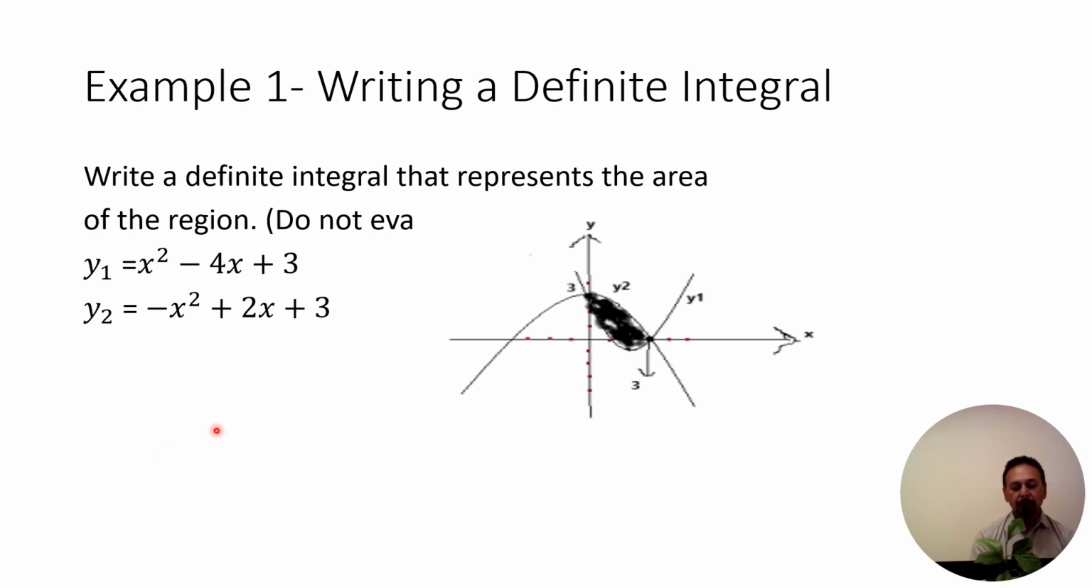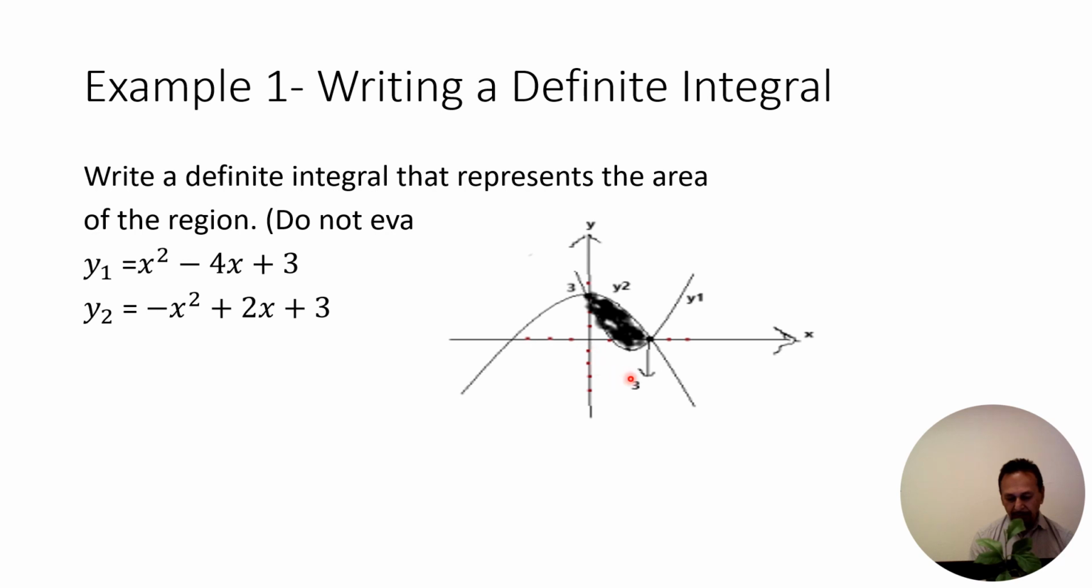Here we have an example. It says write a definite integral that represents the area of the region. So we have y1 equal to x squared minus 4x plus 3. That's basically this curve. And y2 equal to minus x squared plus 2x plus 3. It looks like this curve. So let's say y2 is above y1.